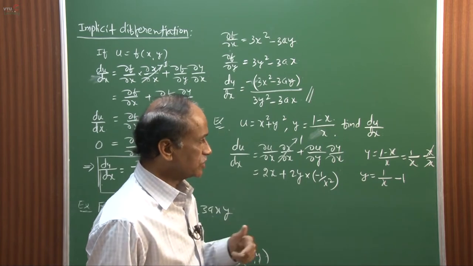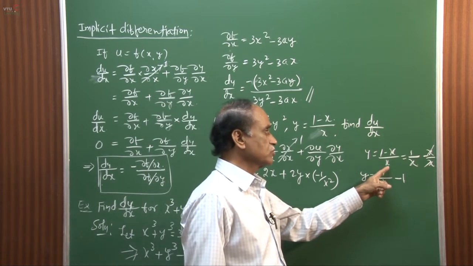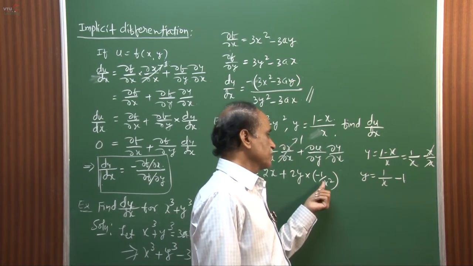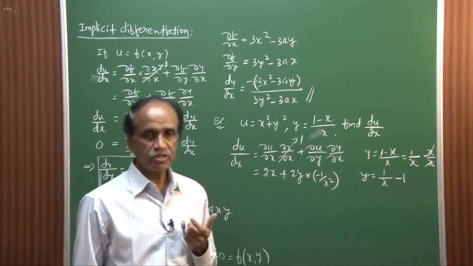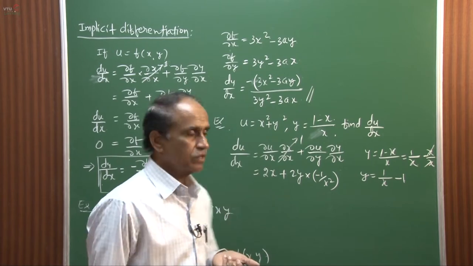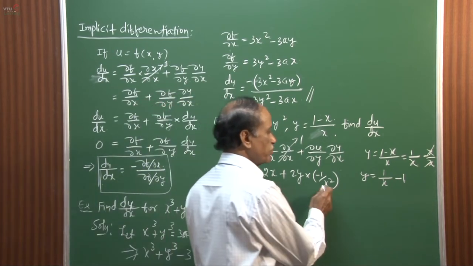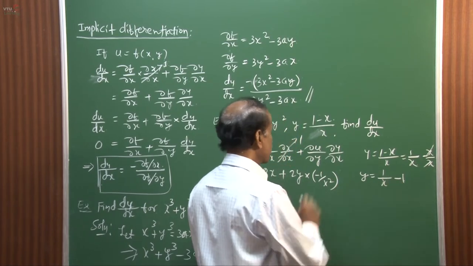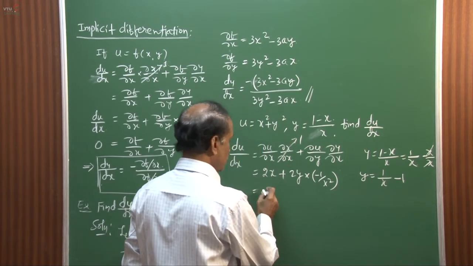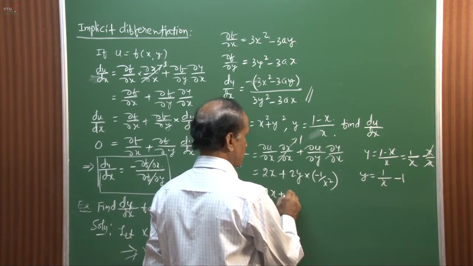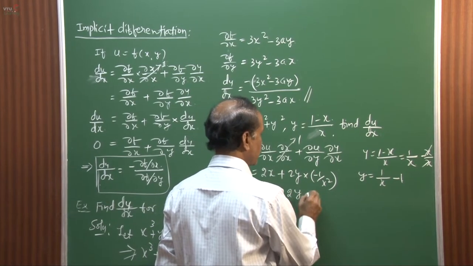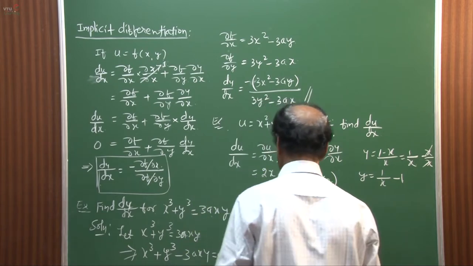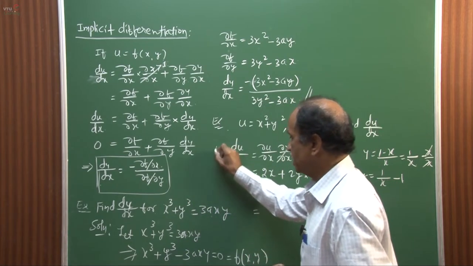Differentiation of 1 by x: you take this x to the numerator, which makes x to the power minus 1. The differentiation is minus 1 into x to the power minus 2, which makes it 1 divided by x to the power 2, with a minus sign. Then this term is 0. Therefore, 2x plus 2y into minus 1 by x square. But it is not the final answer.